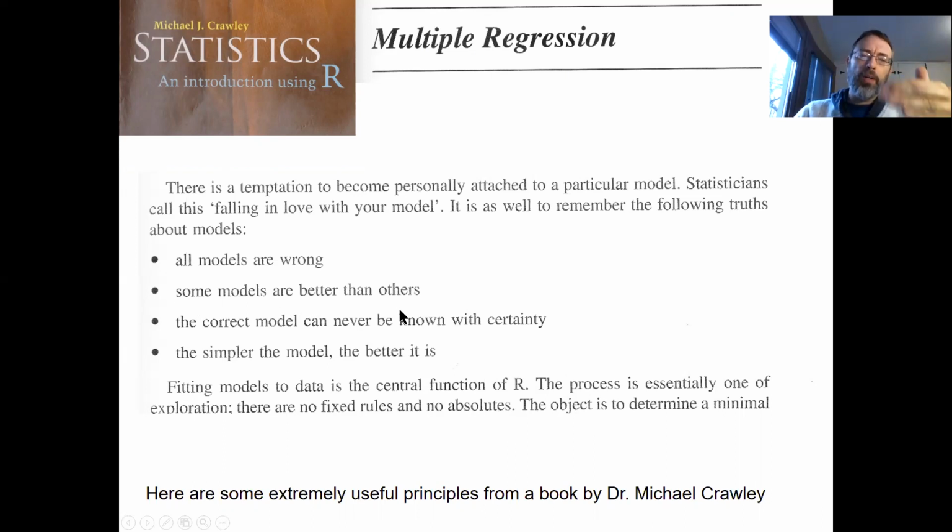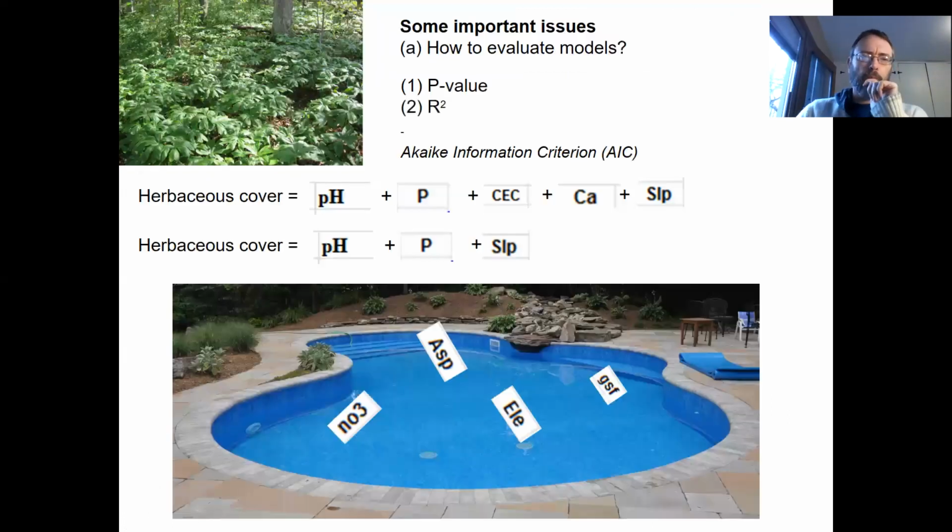Some models are better than others. So all models are wrong. Some are useful. Some models are better than others. We will never know for certain which is the best. And here's the piece that's really important. The simpler the model is, the better it is. So you have to be selective. That's what I want to say.